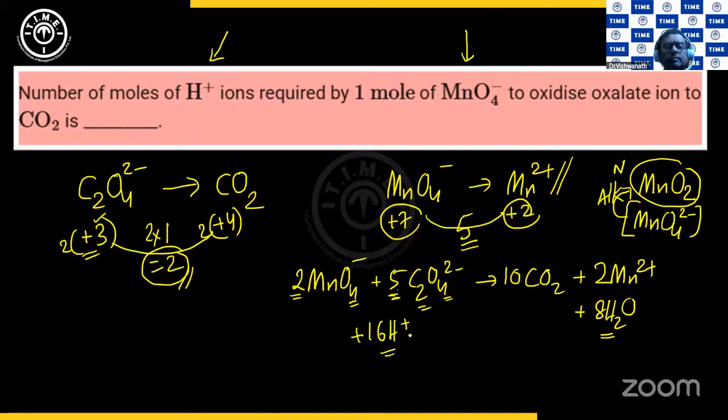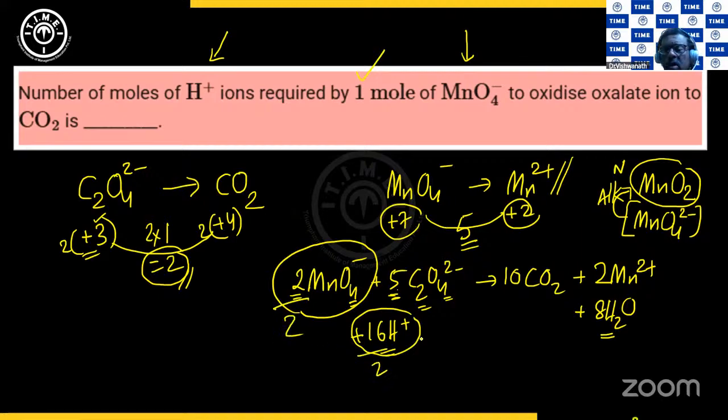Now for the question. How many moles of MnO4 minus are there? There are 2 moles. For every 2 moles, you require how many H plus? You require 16 H plus. But you are being asked for only 1 mole. So it should be divided by 2. If that is divided by 2, this is also divided by 2. So the answer is what? 8. Clear? I hope this is clear.